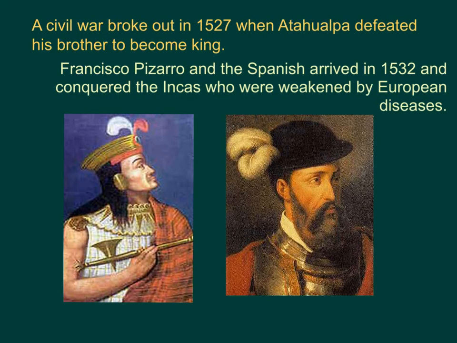A civil war broke out in 1527 when Atahualpa defeated his brother to become the king. That made them weak. And so the Spanish, as they were attacking the Aztecs, had a different group come to the Incas, led by Francisco Pizarro. The Spanish arrived in 1532 and conquered the Incas because they were already weakened by their civil war. Plus, again, the Europeans brought diseases with them that wiped out many of the Inca. That is the end of chapter 13.